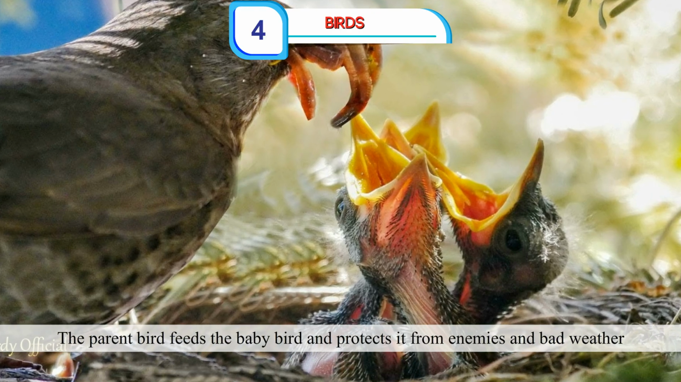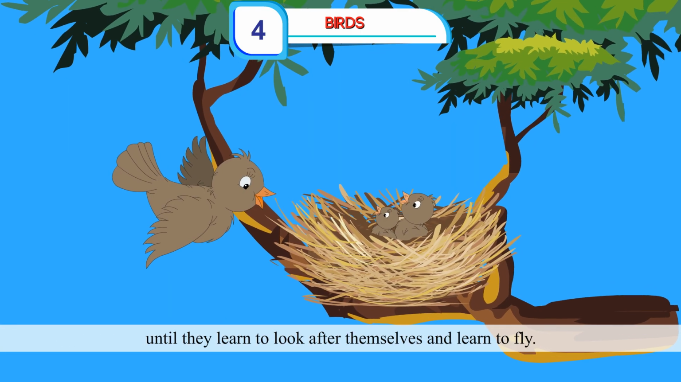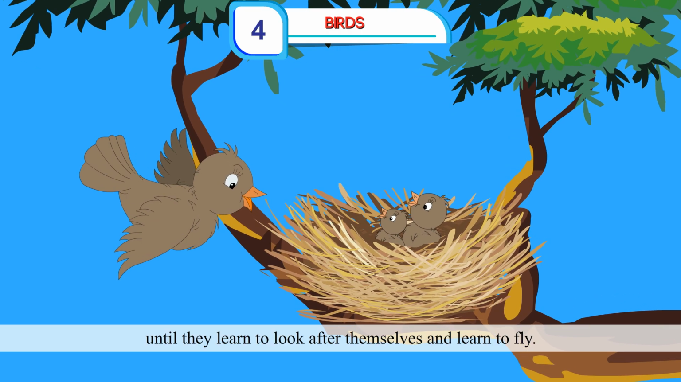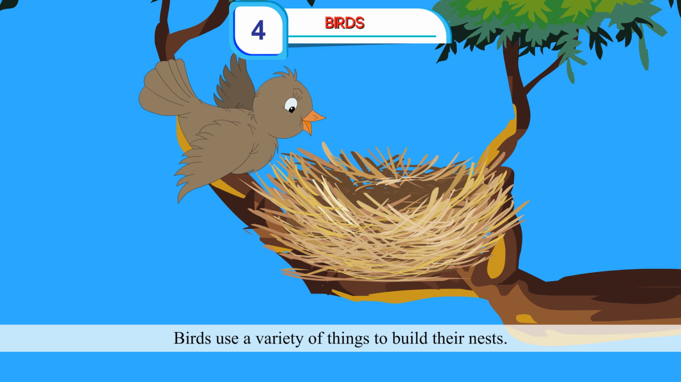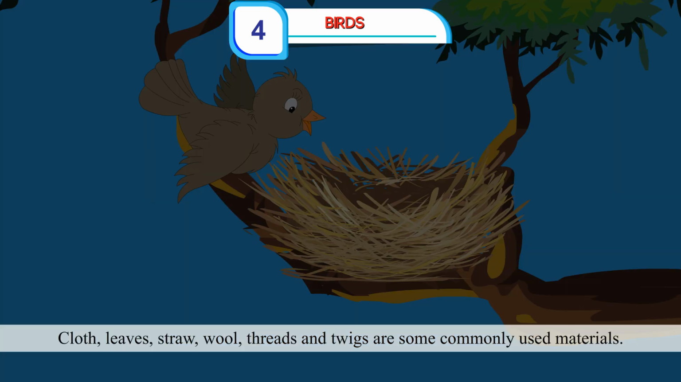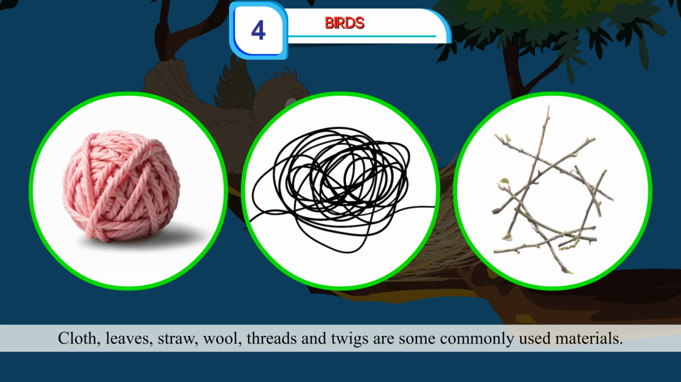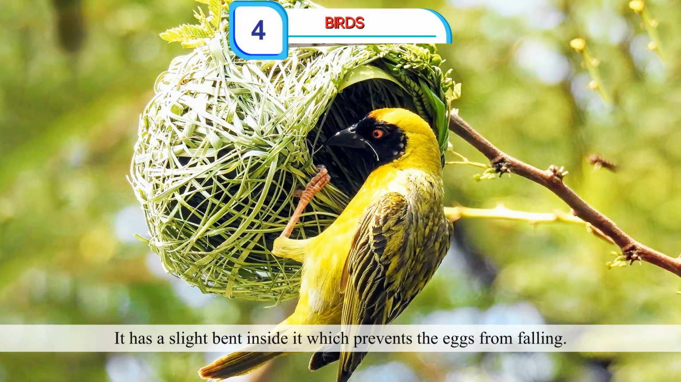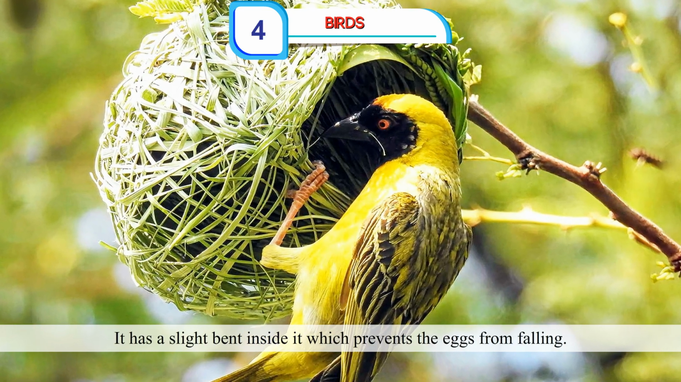The parent bird feeds the baby bird and protects it from enemies and bad weather until they learn to look after themselves and learn to fly. Types of nests. Birds use a variety of things to build their nests. Cloth, leaves, straw, wool, threads and twigs are some commonly used materials. Weaver bird weaves its nest from grass and leaves. It has a slight bend inside it, which prevents the eggs from falling.